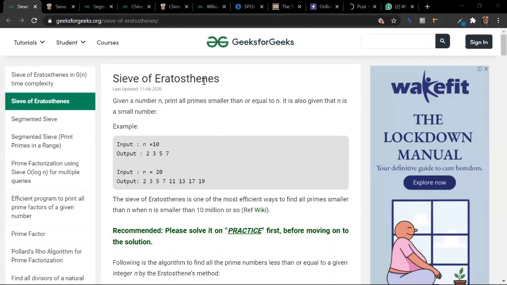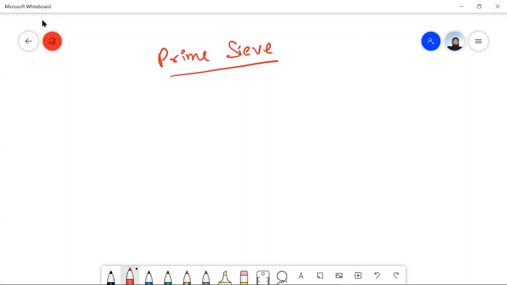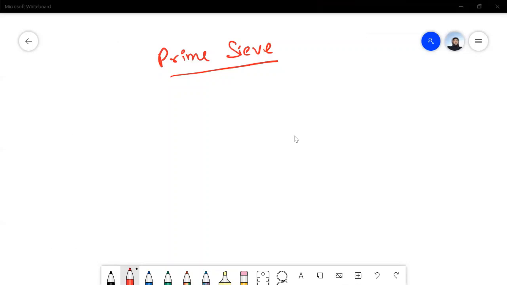Okay. So the first algorithm which we'll be seeing is for the prime sieve. Why we use this is sometimes in the question we need to find out the prime numbers in between the given range. So that's why we use this technique. If we need to find the prime numbers in the given range, but the problem is the very basic method, the first one.